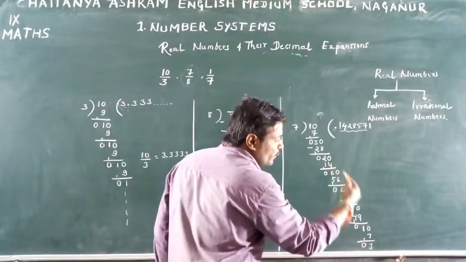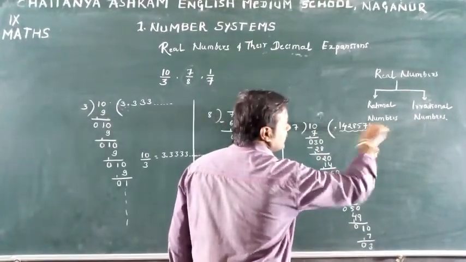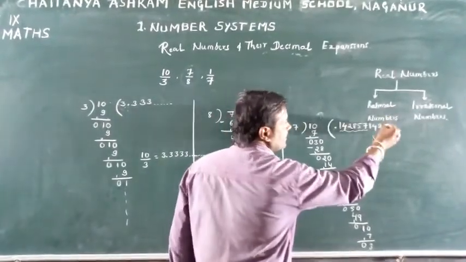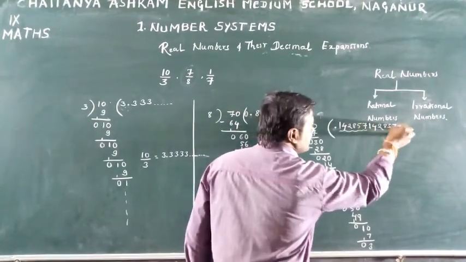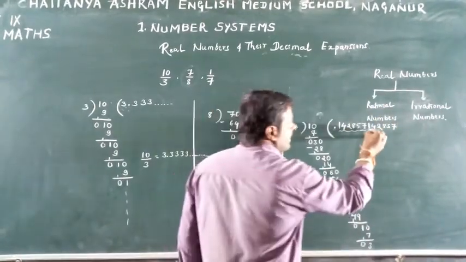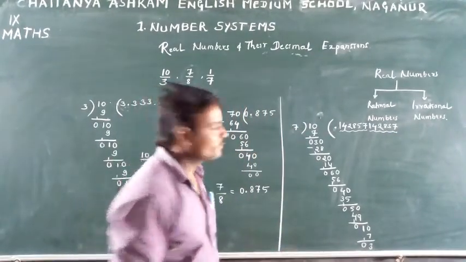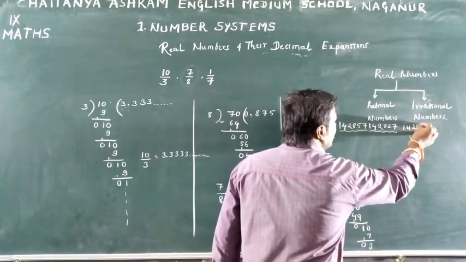After, if you continue the division process, the next digit is 4. After that 2. After that 8. After that 5. After that 7. Okay? Then you continue the division process. Then again you will get 1, 4, 2, 8, 5, 7.